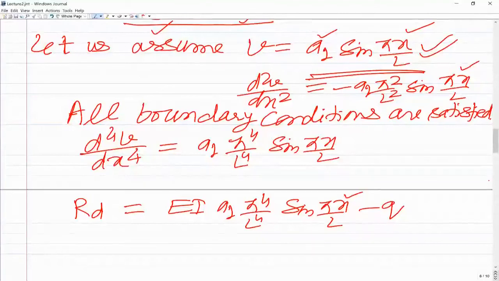But maybe some of you might think that we can equate this residual to 0. If we say it is equal to 0, and then express a1 equal to q divided by EI pi power 4 upon l power 4 sine pi x by l, you will have to keep in mind that a1 is a constant. It cannot be a function of x, so we cannot do that. In this case, it is not possible to make the residual 0 everywhere in the domain. In the earlier two cases, the first example and the second example, the first approach, it was possible to make the domain residual 0 everywhere, but in this case it is not possible.